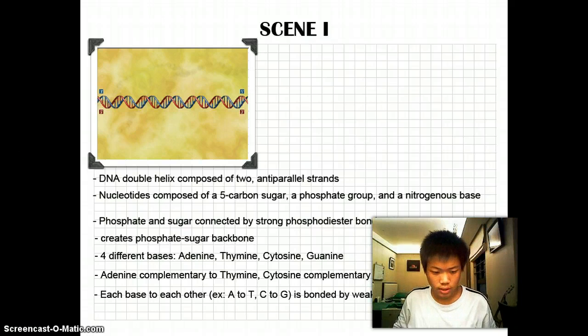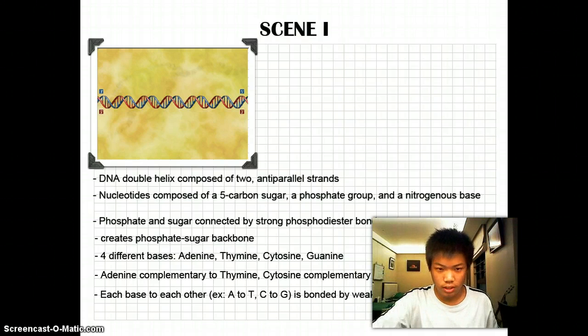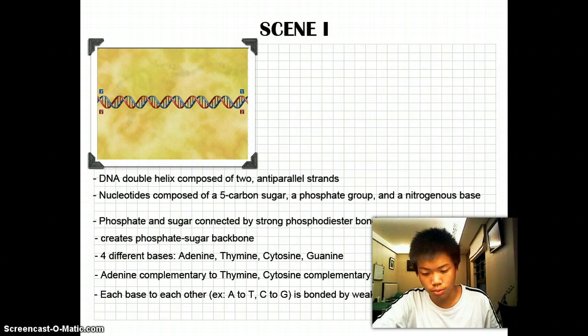In scene 1, the DNA double helix is composed of two antiparallel strands, each strand made of numerous nucleotides. Each nucleotide is created by one 5-carbon sugar, one phosphate group, and one nitrogenous base. All of the nucleotide sugar and phosphate groups are bonded together by a phosphodiester bond, which occurs between the phosphate groups and the 5-carbon sugars of the nucleotides, making up what is known as the phosphate sugar backbone.